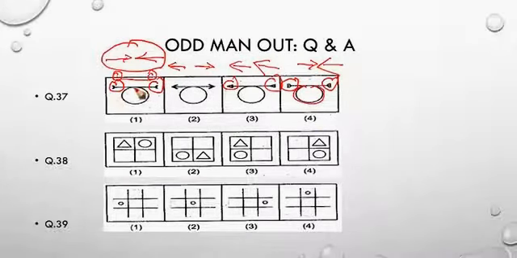In case of problem figure 1, the designs are in opposite direction. Similarly, in case of problem figure 2, designs are in opposite direction. And similarly, in case of problem figure 4, the designs are in opposite direction. But in case of problem figure 3, the designs at the end of the straight line are similar and in the same direction. So the answer for question number 37 is 3.